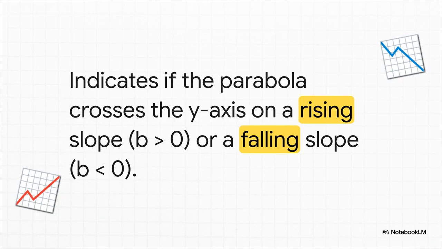All right, next up is b. Now, b is a little more subtle. It works with a to kind of slide the whole parabola left or right. But here's an easy way to think about it. The b value tells you about the slope of the curve at the exact moment it crosses that main vertical axis. So if b is positive, the curve is rising at that point. If b is negative, it's falling.